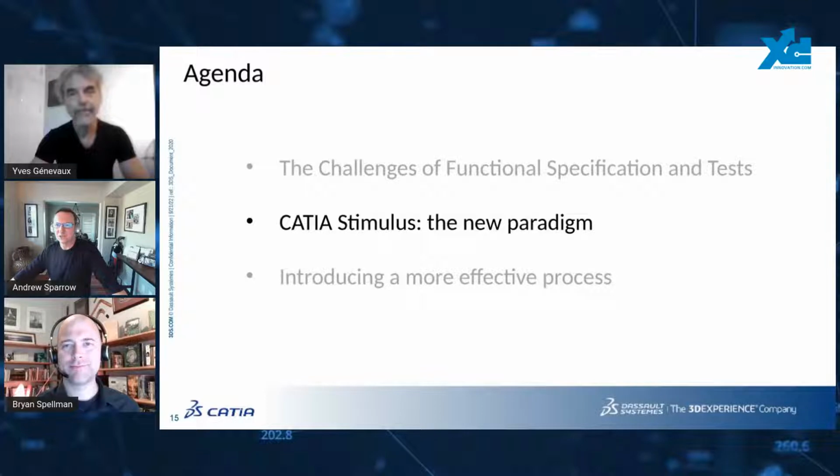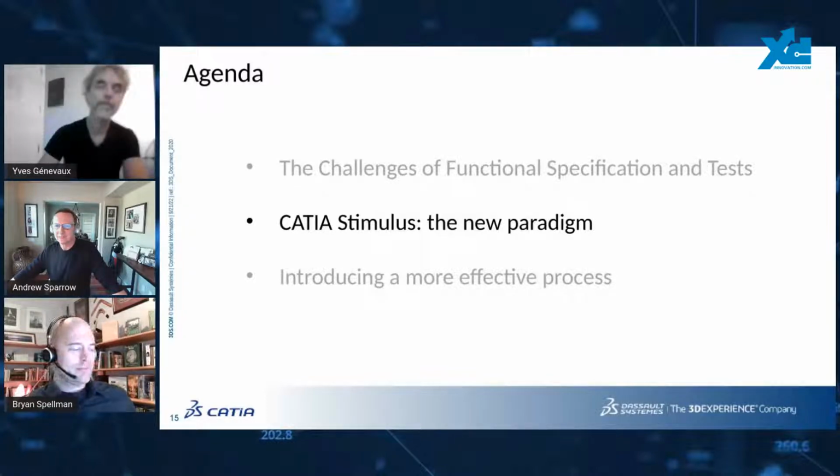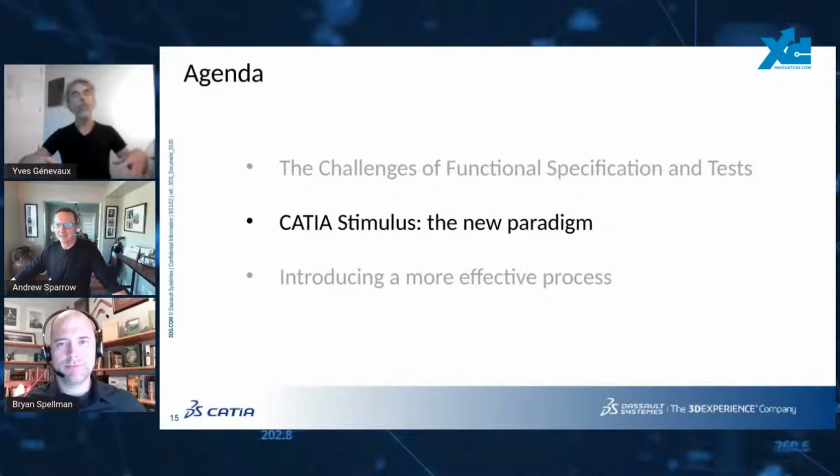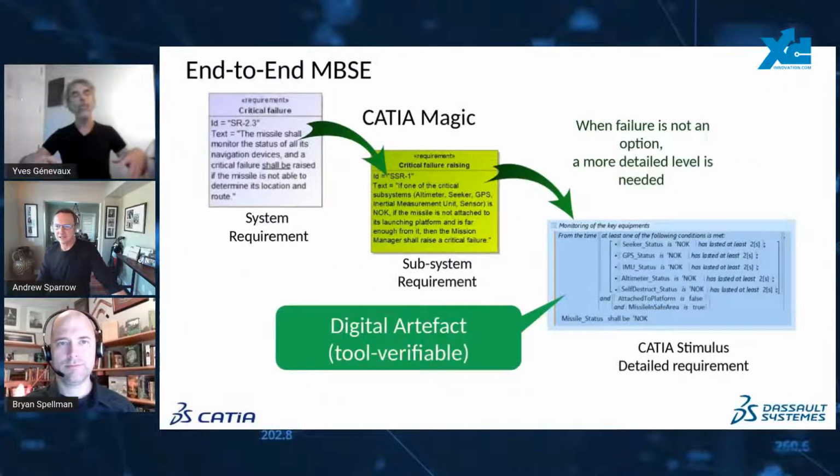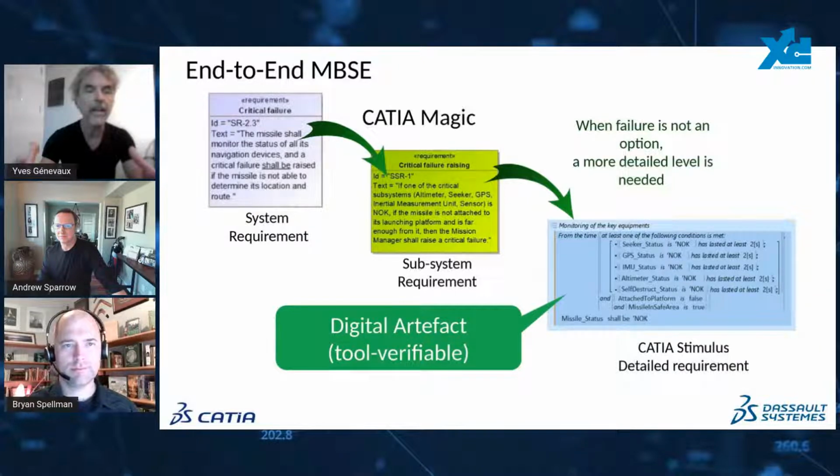Let you move into CATIA Stimulus, the new paradigm. So what's the innovation, basically? It's the fact that you can capture these detailed functional requirements as part of the model with a digital artifact that the tool understands. The fact that you provide this with structured English. You'll be able to say that.